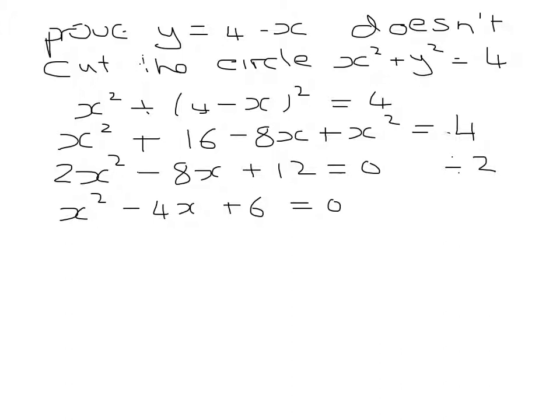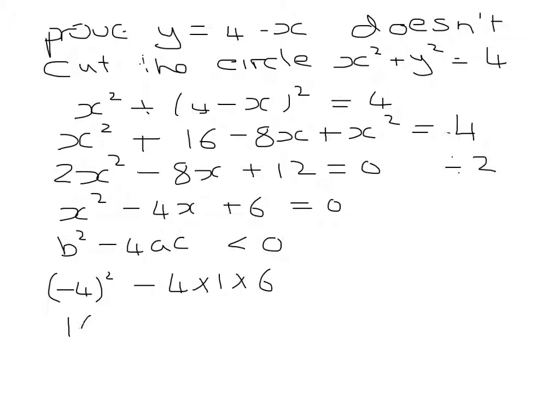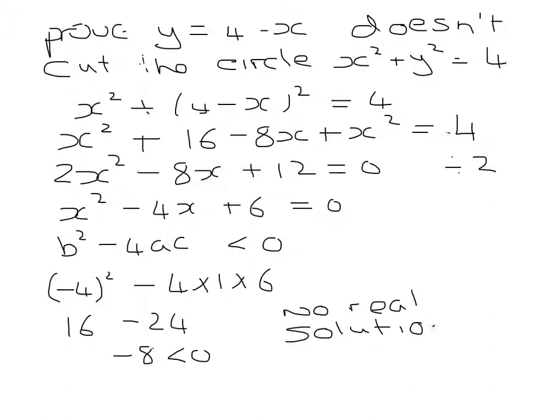Now, if it doesn't cut the circle, that means there's no real solutions. Therefore, b squared minus 4ac should be less than 0. So let's have a look. B squared is negative 4 squared. Don't forget the brackets. Minus 4 times 1 times 6. So this is 16 minus 24, which is negative 8. That is indeed less than 0. So there are no real solutions. So it can't cut the circle.